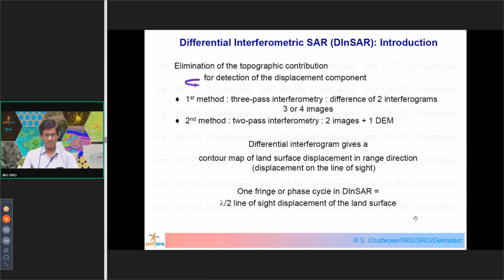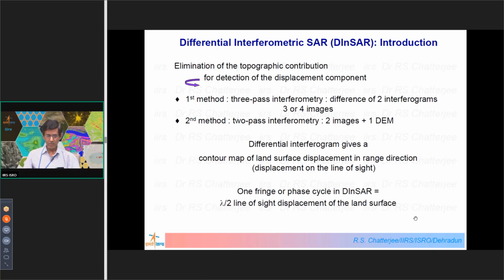Now the second method is known as 2-pass interferometry. We need only two images, one image before the earthquake and one image after the earthquake, but we need to have one reasonably good quality digital elevation model as per the sensitivity of this SAR data pair. Now from this one image before and after, we generate a differential interferogram, and from this differential interferogram we can map the land surface displacement, or the contours of the land surface displacement can be shown.